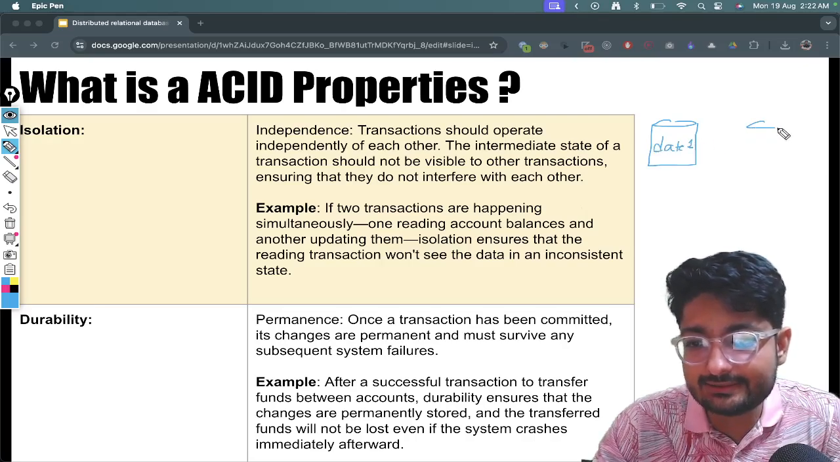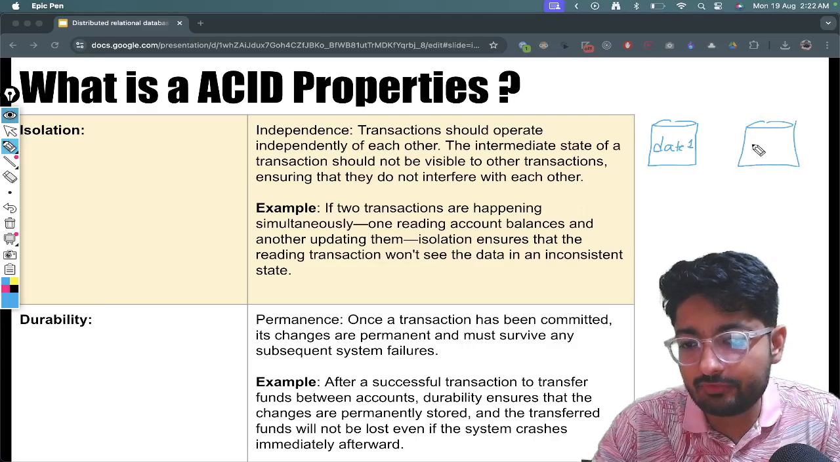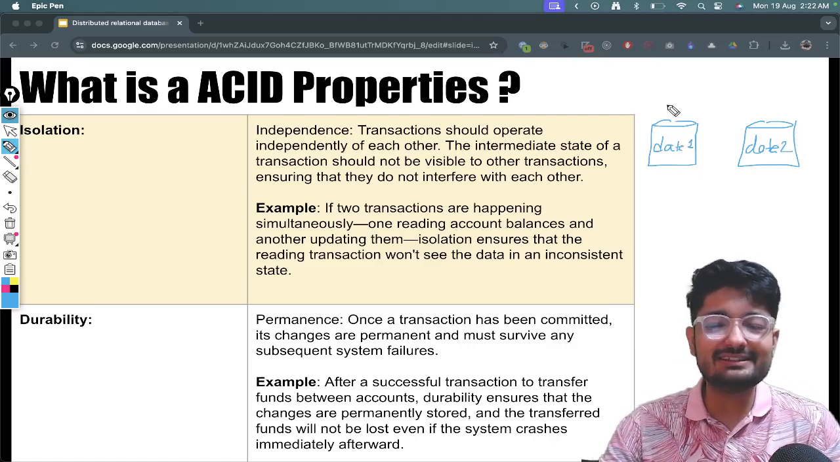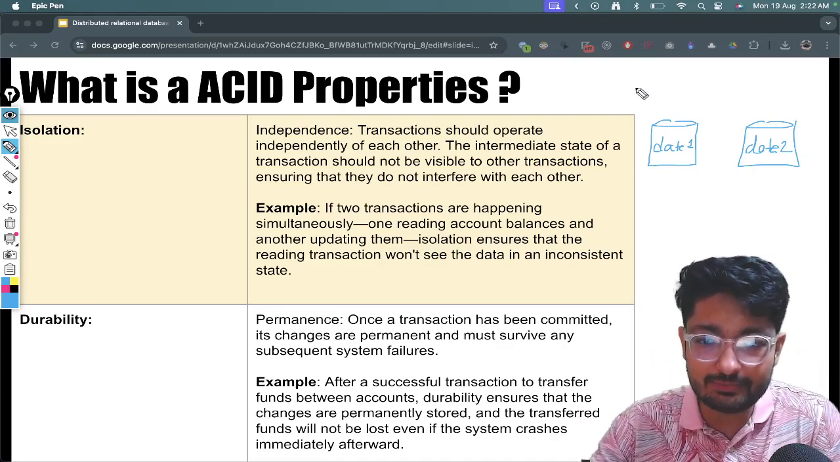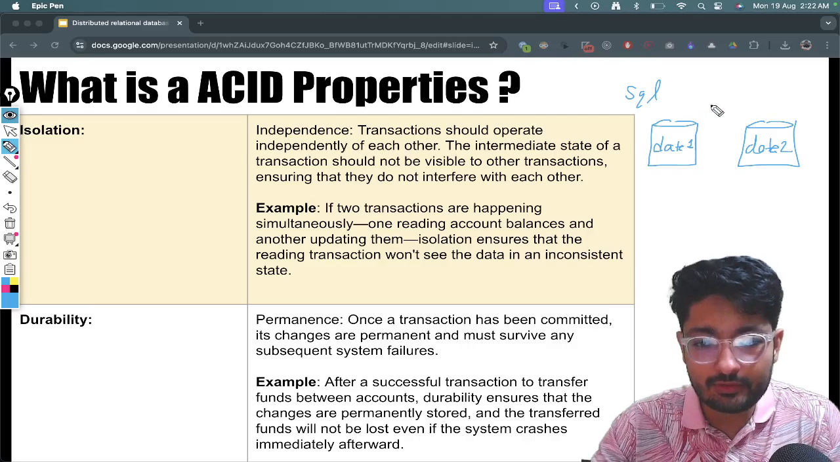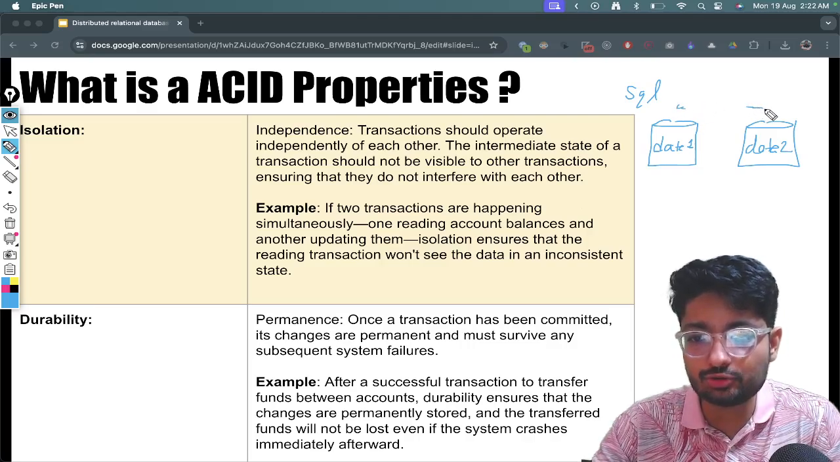Okay, and then let's say you have another database, data two. Both of them hold some part of the data, because I've done some sharding. Let's say I have SQL databases. Some part is stored here, and some part is stored here.